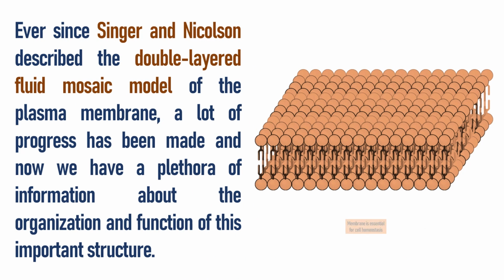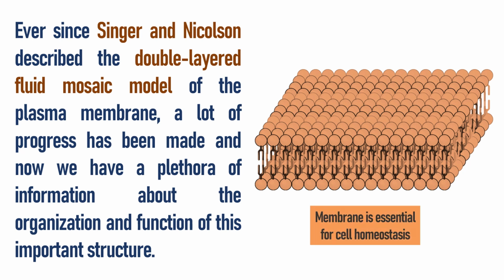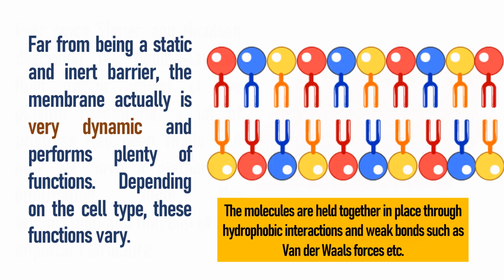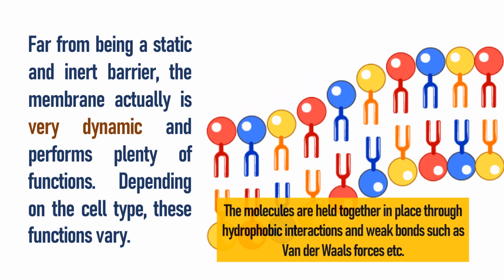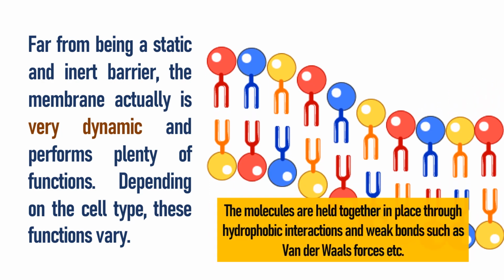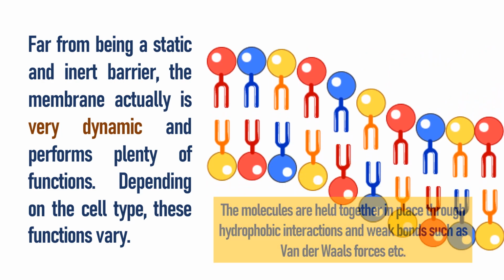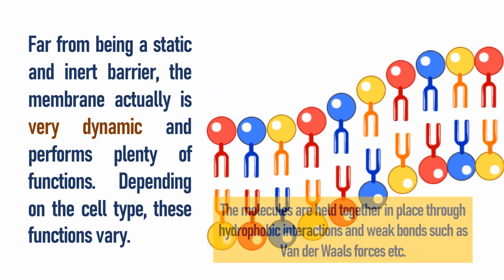Ever since Singer and Nicolson described the double-layered fluid mosaic model of the plasma membrane, a lot of progress has been made, and now we have a plethora of information about the organization and function of this important structure. Far from being a static and inert barrier, the membrane actually is very dynamic and performs plenty of functions depending on the cell type. These functions vary.